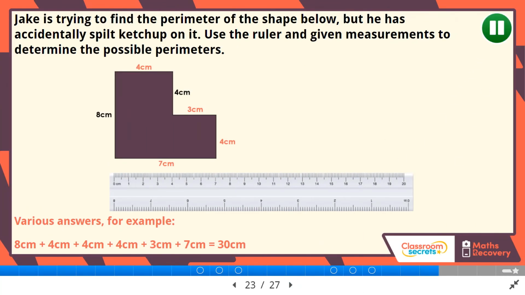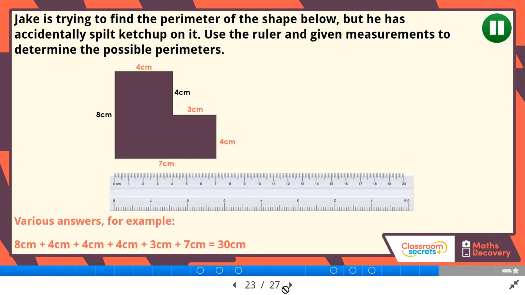First, we need to consider the lengths of the sides that we do know from what is given. The longest side on the left is 8 centimeters. We can use the ruler to then measure the side that is at the very top. The length of this side is 4 centimeters. The top right-hand side is given to us and is also 4 centimeters.